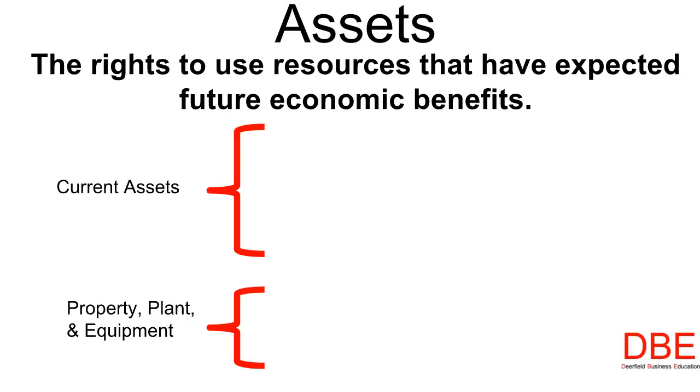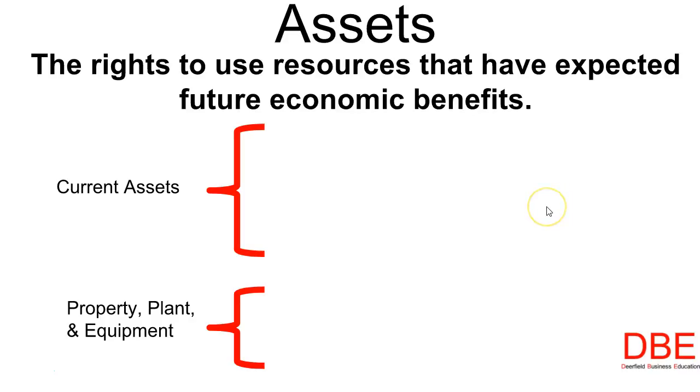And so basically, we break up assets into two classifications. One is current assets, and the second one is property, plant, and equipment. So current assets are viewed as we're going to use in the upcoming accounting year cycle. Property, plant, and equipment we're going to generally use up beyond the current cycle. So we have the property, plant, and equipment for multiple years.